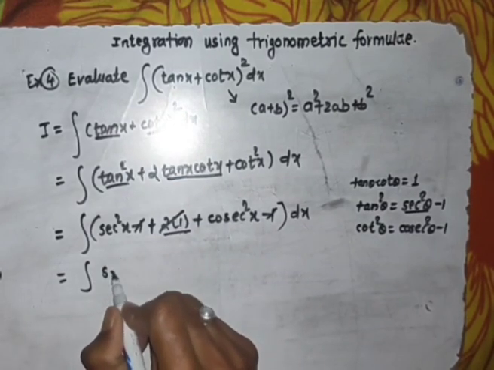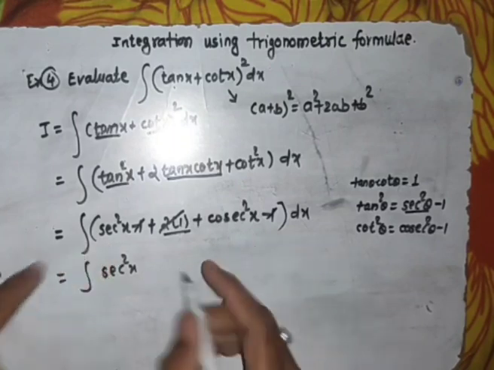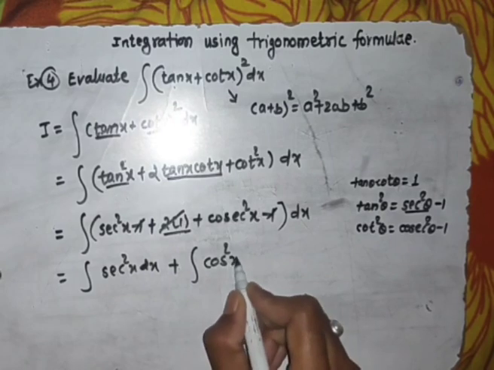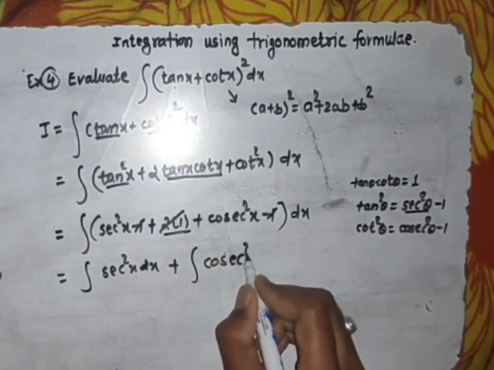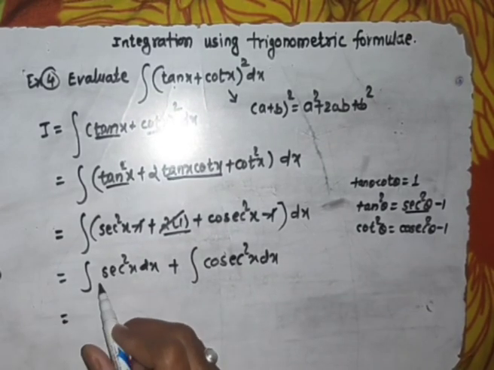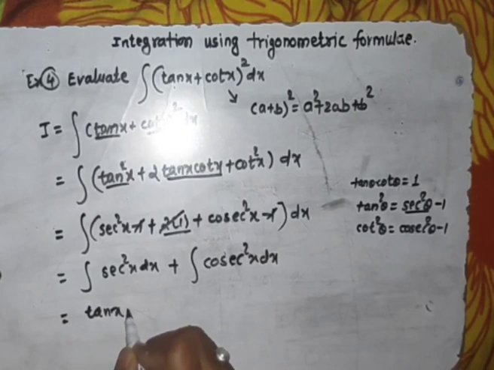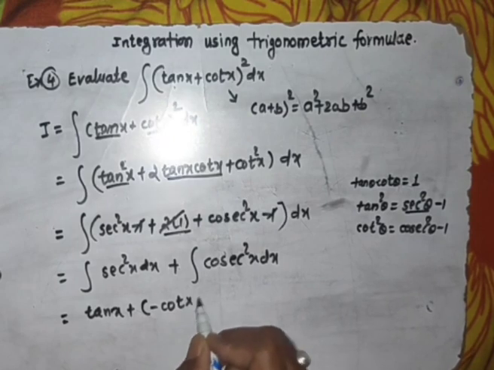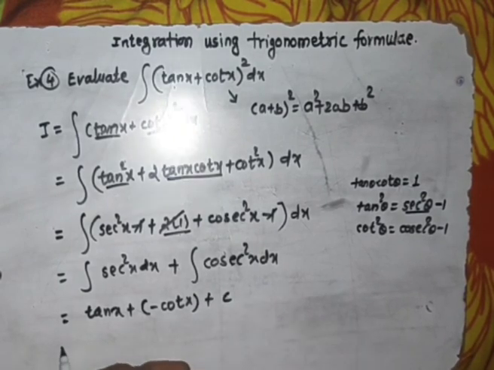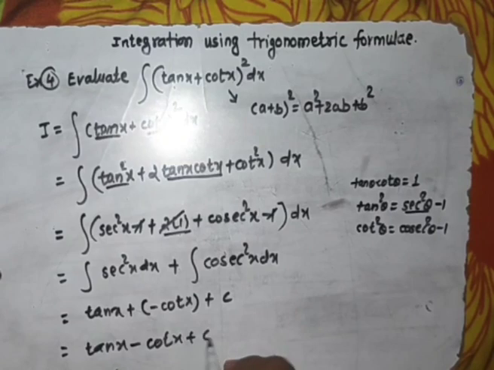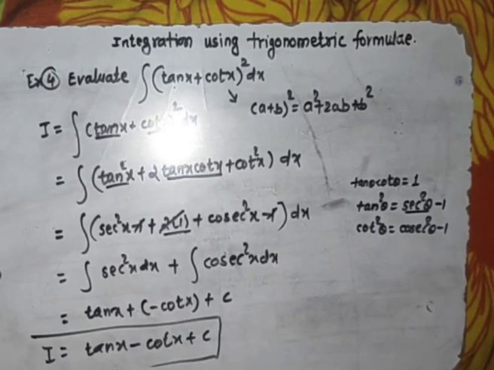This is only sec square of x, and we can separate these integrals: integral of sec square x dx plus integral of cosec square x dx. What is integration of sec square x? Integration of sec square x is tan x, plus what is integration of cosec square x? This is minus cot x, plus some constant of integration c. Rearranging, the final answer is tan x minus cot x plus c, and this is the result.